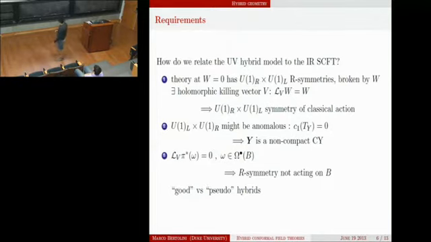This symmetry can be anomalous unless the first Chern class of the tangent bundle on Y vanishes, and therefore we require Y to be a non-compact Calabi-Yau. The last condition is that this holomorphic Killing vector we require it to be vertical. In other words, the R symmetry doesn't act on the base. So if this condition is satisfied, we have good hybrids. If not, we say pseudo-hybrid. From now on, I'm just going to talk about good hybrids.